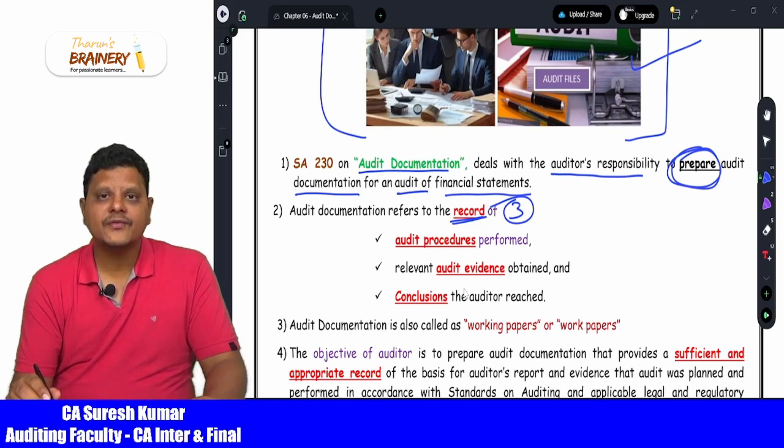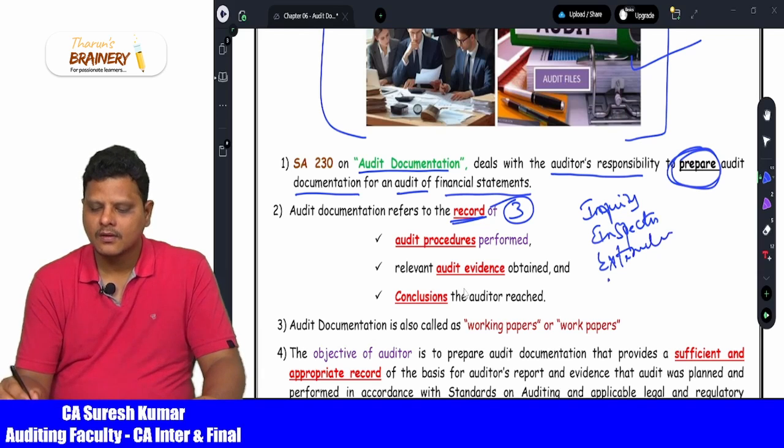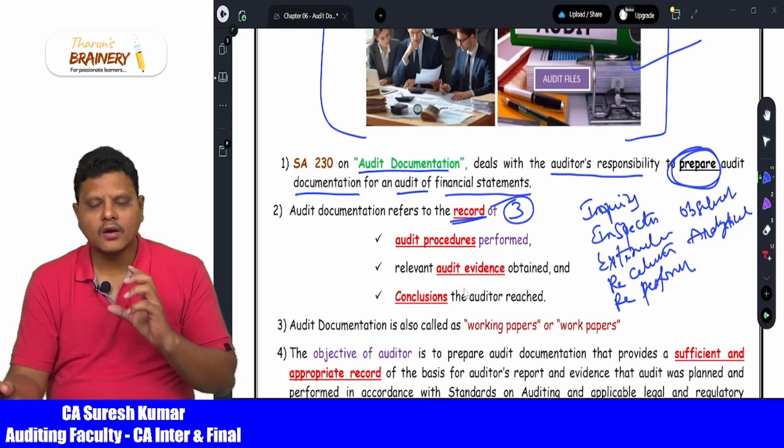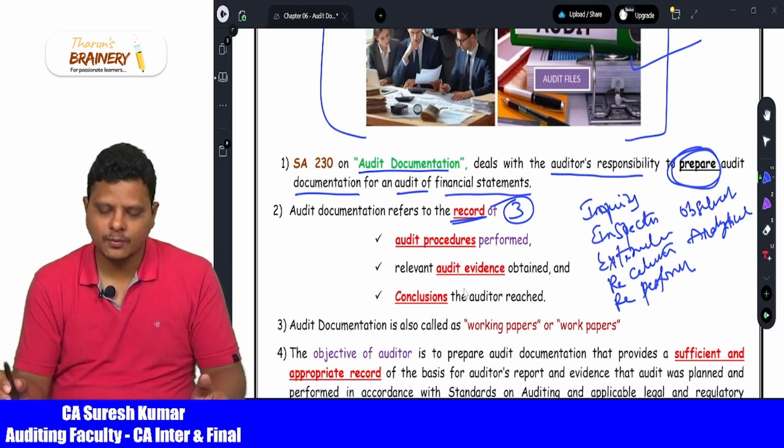So we have different audit procedures like inquiry, inspection, external confirmation, recalculation, reperformance, observation, and analytical procedures. The auditor needs to record what kind of procedures he has applied during the course of the audit in order to carry out the audit in an efficient and effective manner.